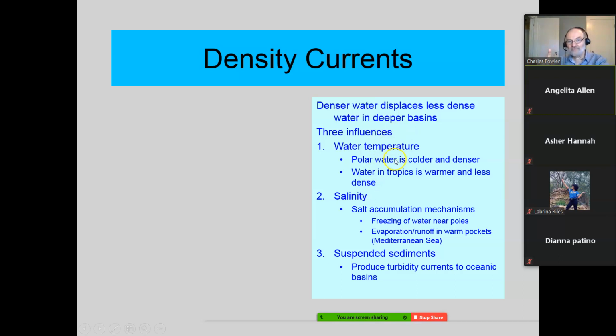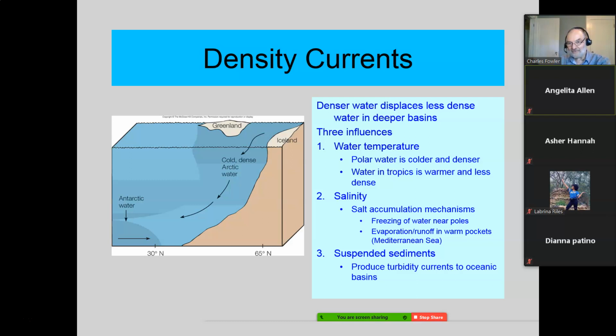Polar water, of course, is much colder and therefore much denser than tropical water. So water in the tropics is warmer and less dense. So what you have is cold polar water moving down, warm tropical water moving up, because it's got to be displaced by something. Okay, now this next slide is absolutely amazing to me if it's precise or accurate.